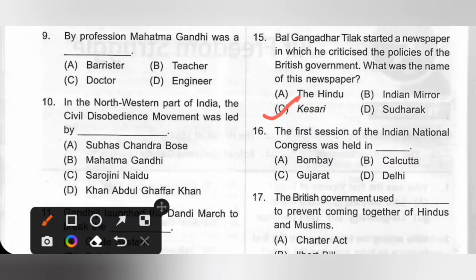16th, the first session of the Indian National Congress was held in Dash. A, Bombay, B, Calcutta, C, Gujarat, D, Delhi. So, the first session of the Indian National Congress was held in Bombay. Option A is the correct answer.